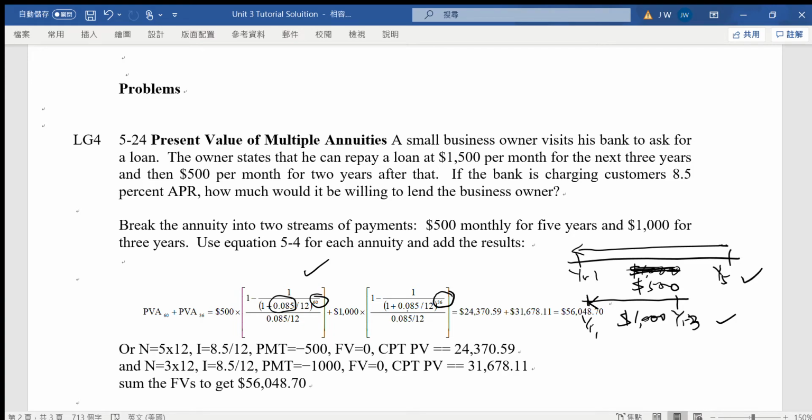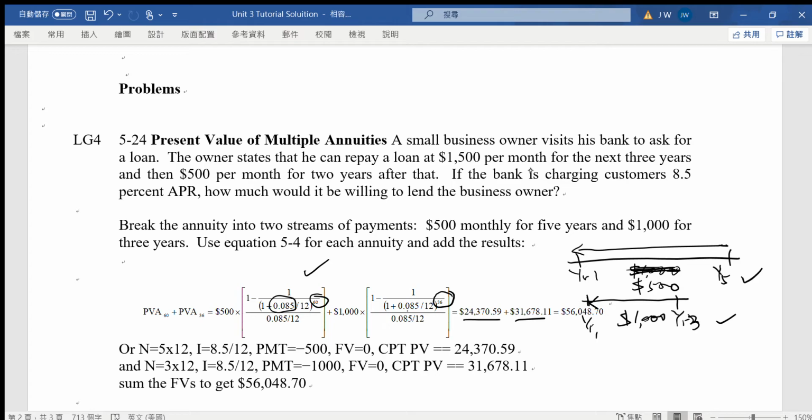Then we can work out the two figures, 1 and 2, and then add them up. The total amount will be 56,048.7. Another way to do it is using your financial calculator. Then that will be much easier.